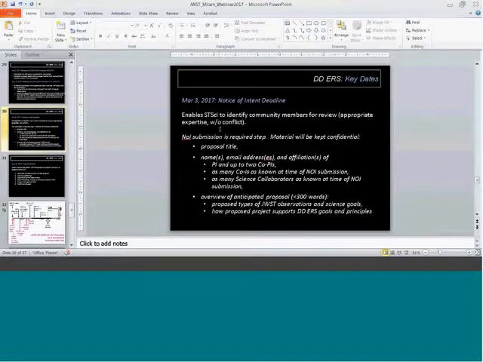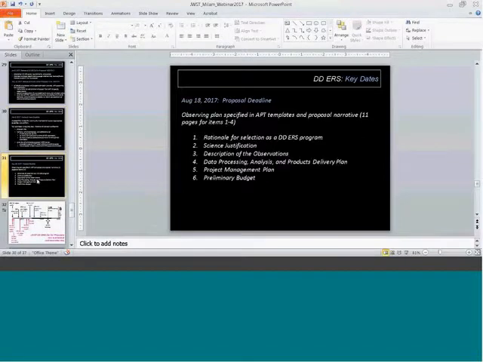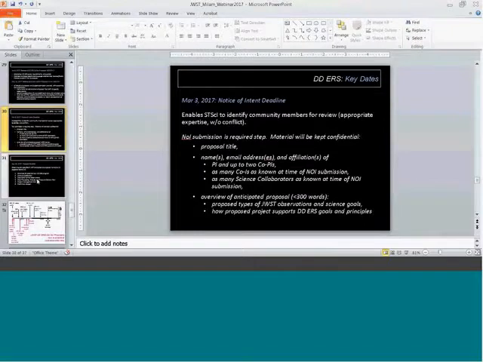Let's give an overview of what they want. So this is what's included in the NOI. You have an approximately 300 word overview of your proposal, proposed types of observations and goals, and how the project supports the ERS goals and principles. It's a pretty short NOI, mostly just to make sure that they include the right people on the TAC.